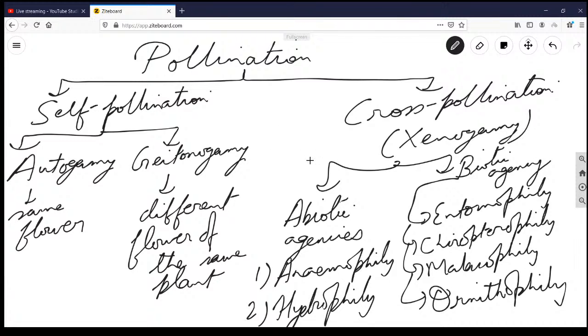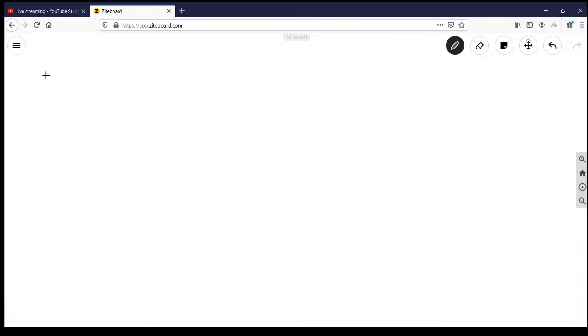So now if we talk about the autogamy, okay, self-pollination event, also known as homogamy sometimes, because self-pollination usually takes place where? In the monoecious plants or in those plants bearing bisexual flowers, in which both male and female sex organs mature almost at the same time. It is again known as homogamy. So it can be further classified into, number one is autogamy.